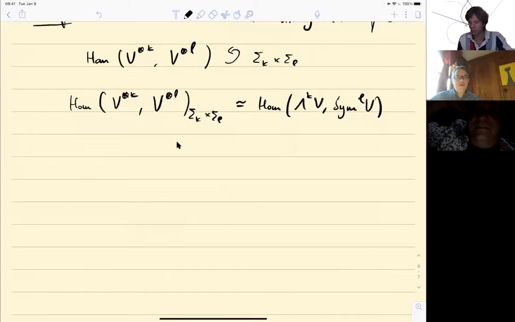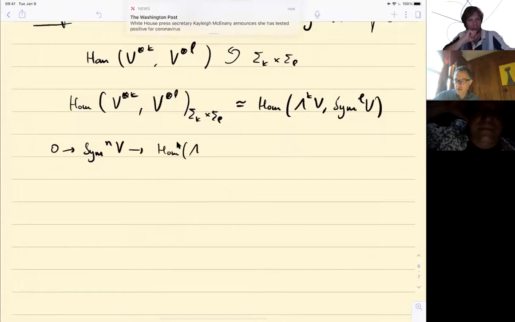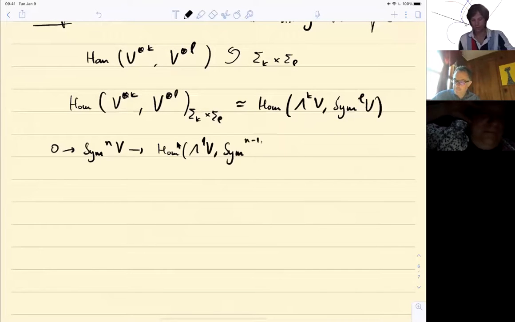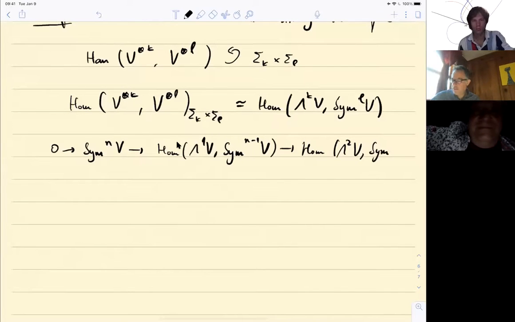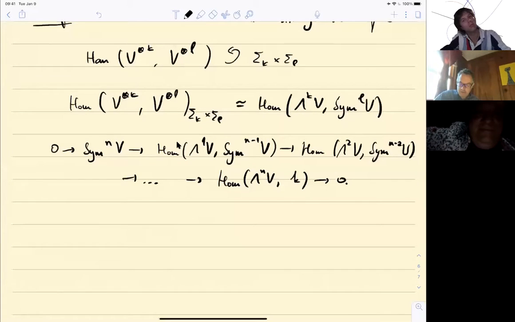And then I want to notice that there is a long exact sequence that looks like this. Sym n V goes to hom wedge 1 V, sym n minus 1 V, goes to hom wedge 2 V, sym n minus 2 V, and so on, and ends with hom wedge n V, k. And this sequence is completely familiar to everybody. This is just the Koszul resolution.